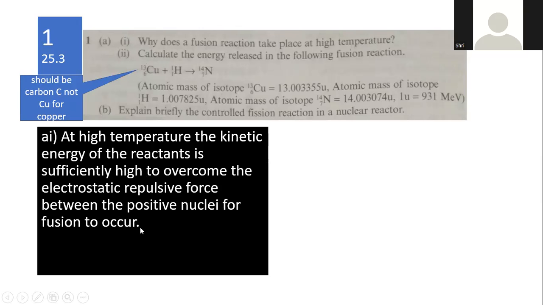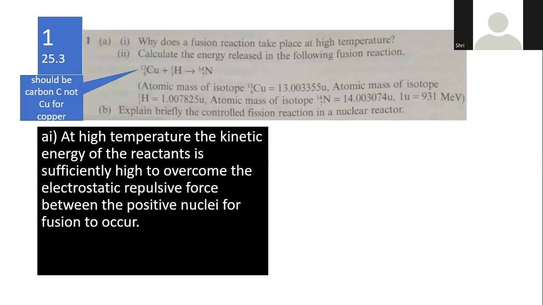Right? Remember the 2 hydrogen atoms. Right? If you are going to push the nucleus to fuse, they are both positive charge, so they will repel each other. So in order to overcome that, you have to increase the temperature or accelerate it to high kinetic energy. Right? So one way is to increase to high temperature, then the kinetic energy is high enough for them so that when they collide, they will fuse together.